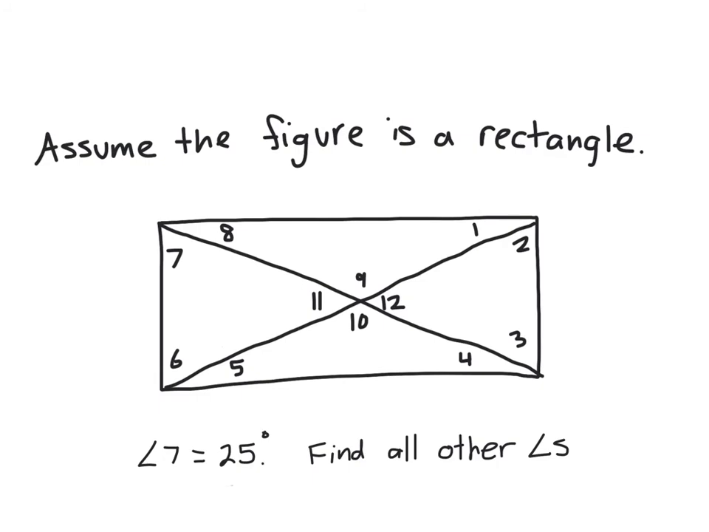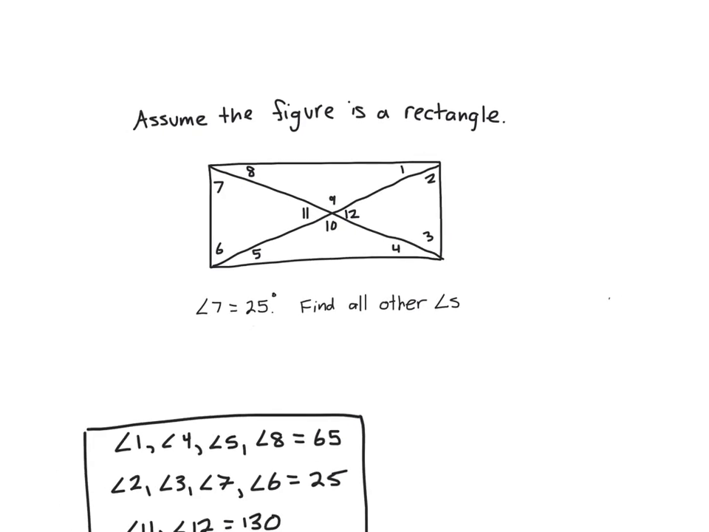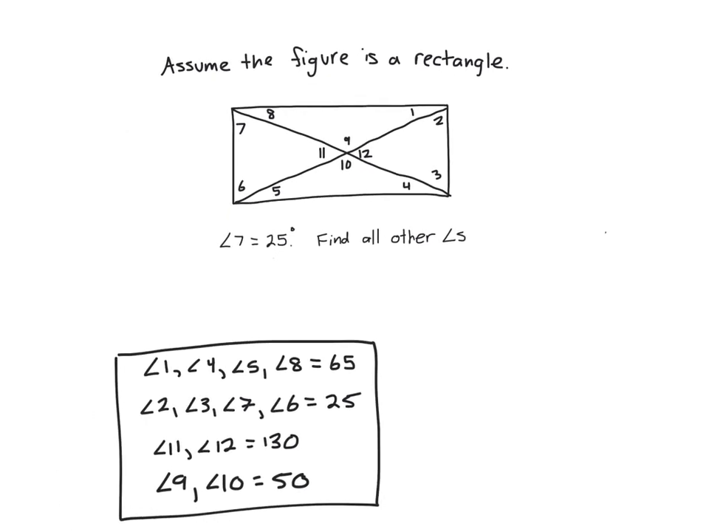This is just like that first example that we did. So try to work your way through all of the angles, given that angle 7 is 25 degrees. Okay, so here you should end up with angles 1, 4, 5, 8 being 65 degrees, angles 2, 3, 7, and 6 being 25 degrees, angles 11 and 12 are 130, and angles 9 and 10 are 50.